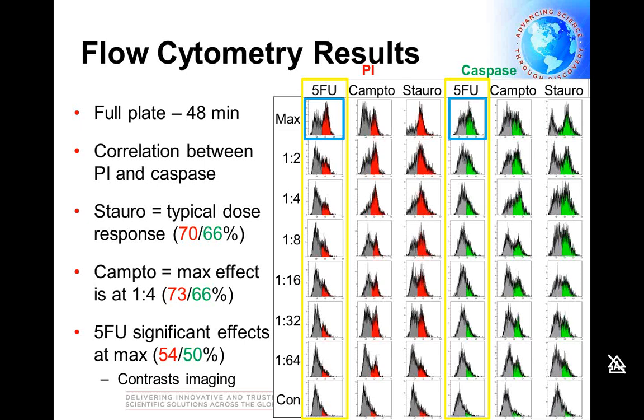So what might be the case is that camptothecin and staurosporine are such harsh treatments that the cell-cell interactions or tight junctions may have been disrupted, allowing the staining reagents to have access to the inner cells. But 5-fluorouracil may not have done as much damage, and so again, you would get that diffusion gradient that would prohibit the staining. So again, just another instance of how having the two different analyses can be complementary.